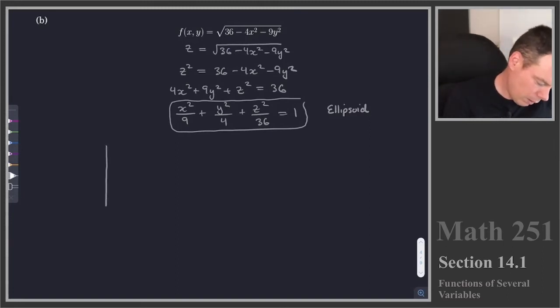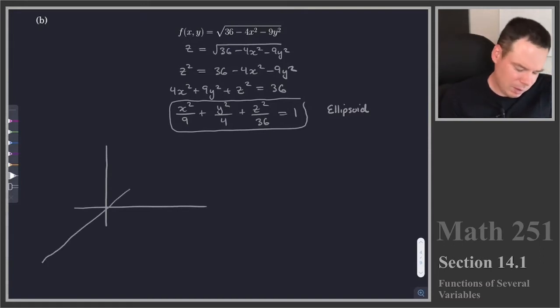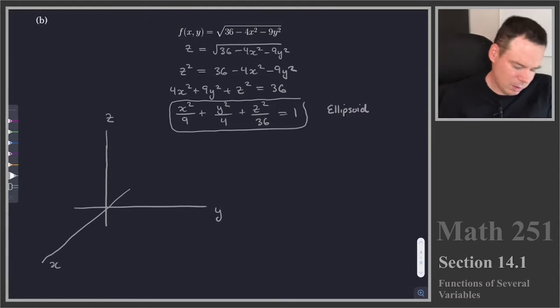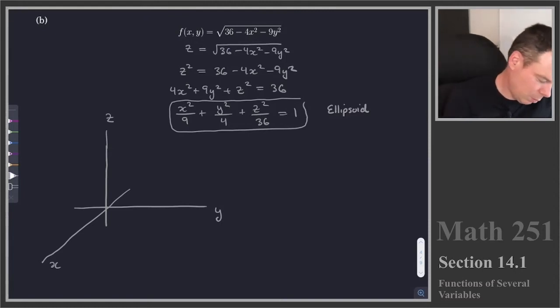So I'll draw my coordinate axes in here. I'll run with the idea that it's kind of sphere-like, except 9, 4, and 36 might be doing some weird stuff to it, stretching it or scaling it in some way. So I'll figure out how to deal with those. So it kind of looks like a sphere with some stretching happening. Okay, so now what I want to do is find some points on the graph.